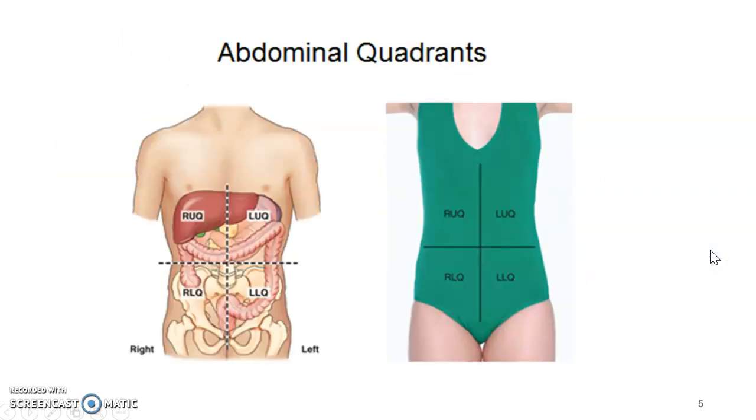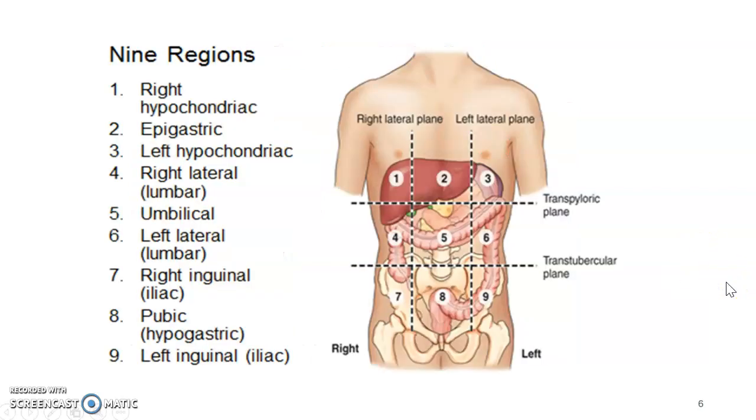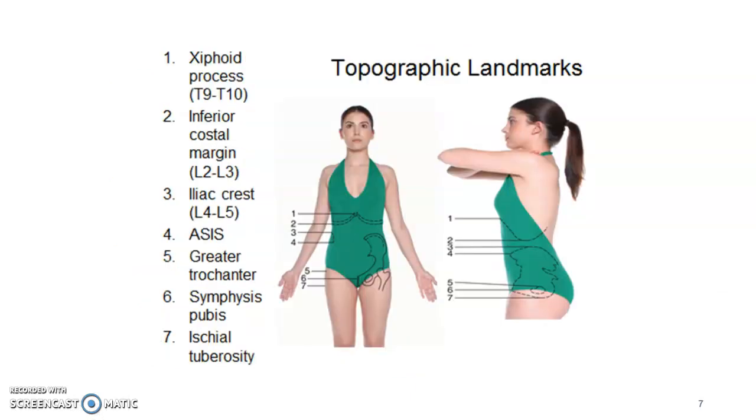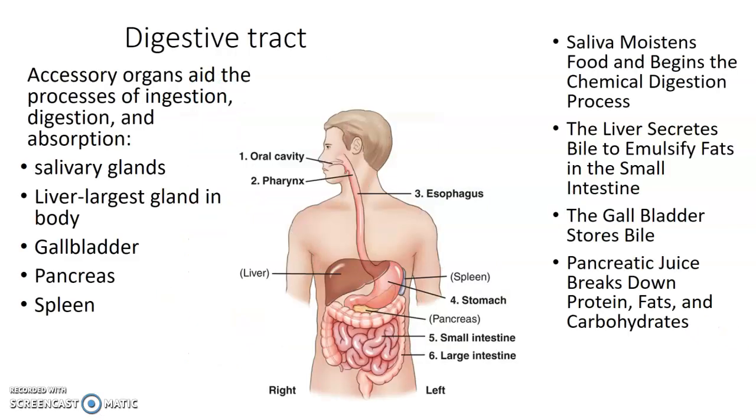Review your quadrants, what's in each quadrant, right? We're taking it back probably to first semester here, okay? The regions, what is in each region. Landmarks, review those landmarks. These are going to be on your boards, guys, so make sure you know your landmarks, okay? Make yourself a little cheat sheet of those. We should know all of these right now.